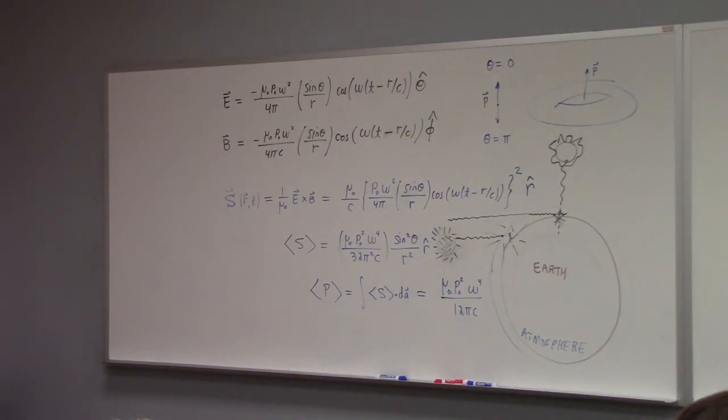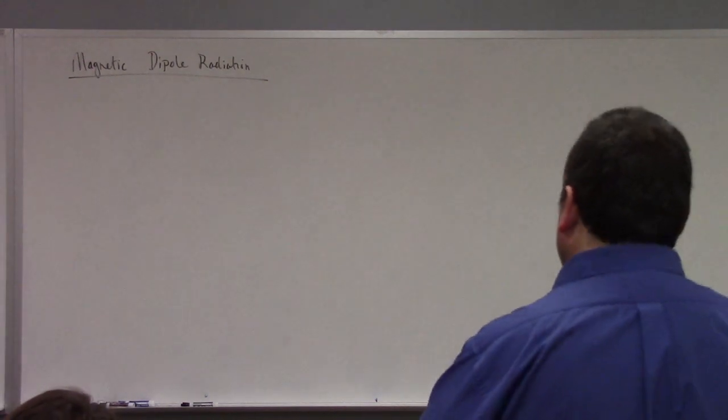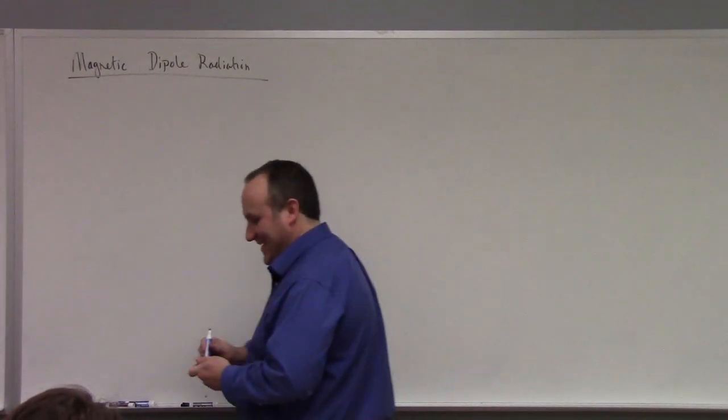So how do you create an oscillating magnetic dipole exactly? Like how's that achieved? You just shake it? Just shake it. I like it.